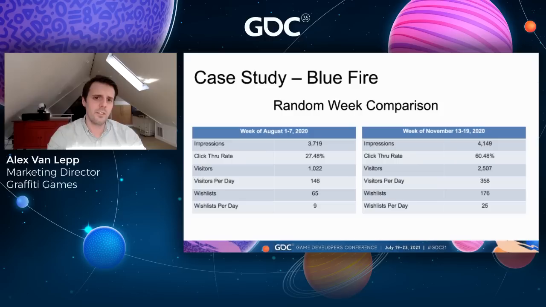So you can see on the left, we had a pretty good click-through rate from our impressions, but it wasn't really translating into wishlists per day. So we were getting 9 per day, which for a game that had a lot of consumer buzz and media attention, it didn't really make sense.